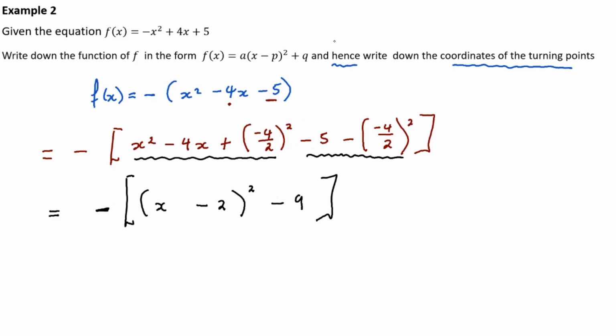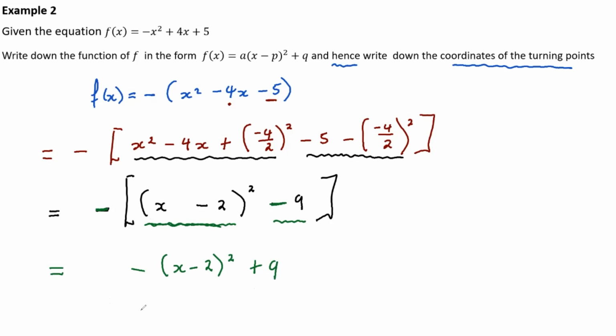Now I'm ready to write it in the format that I want. The negative will multiply this part and also multiply that part. Eventually, this becomes negative bracket x minus 2 squared plus 9. Negative x minus 2 squared plus 9. So the negative multiplies here. But remember, there's a squared, so the negative would just be hanging outside here. But negative times negative will give you a positive 9.